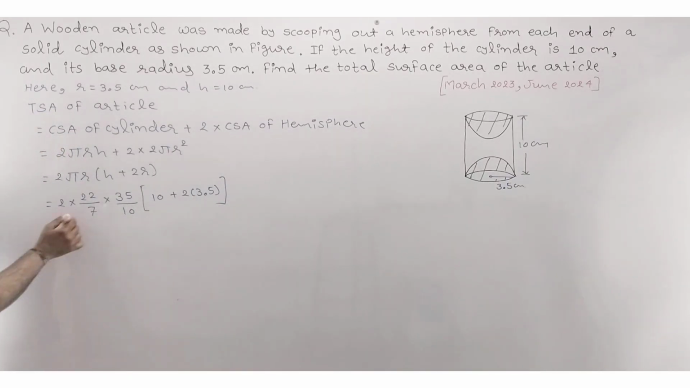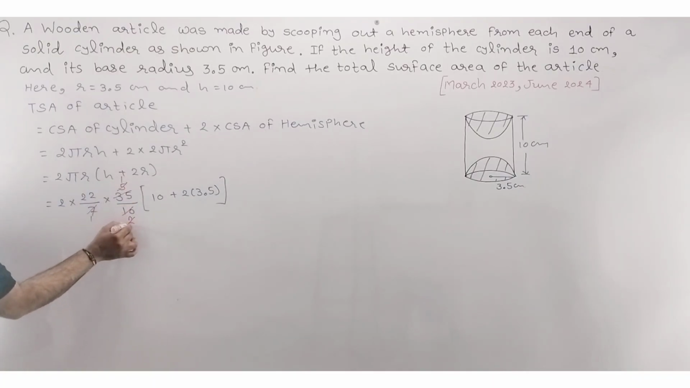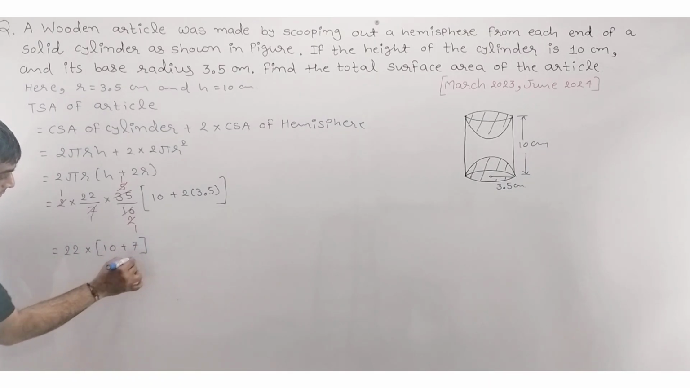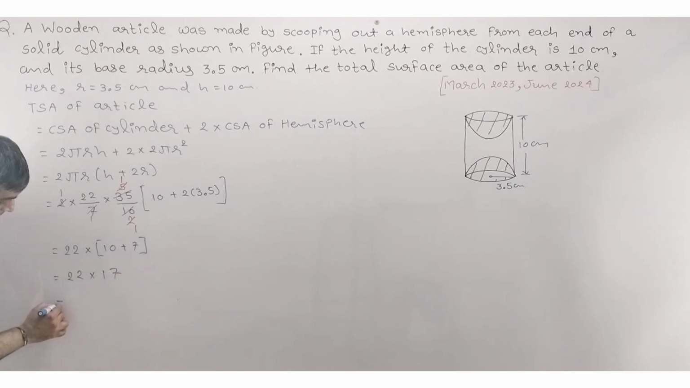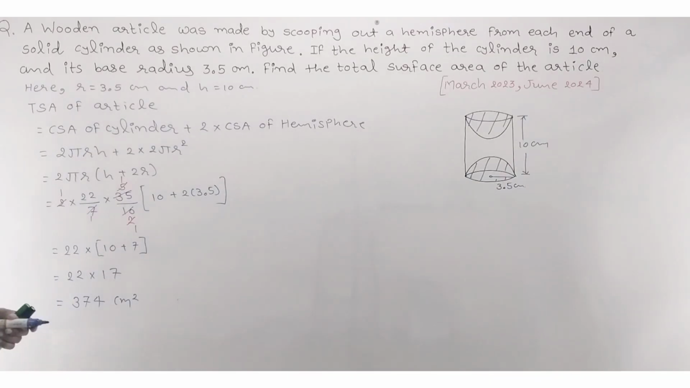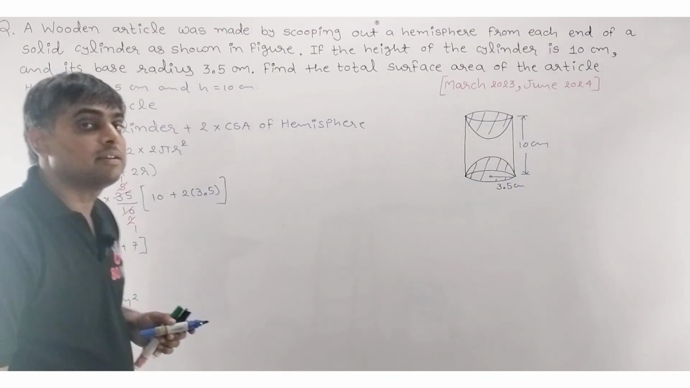Simplification: 7 ones are 7, 5 fives are 5, ones are 5, twos are 2, ones are 2. Only 22 is there, and 10 plus 7. 22 into 17, 374 centimeter square. So the total surface area of the article is 374 centimeter square.